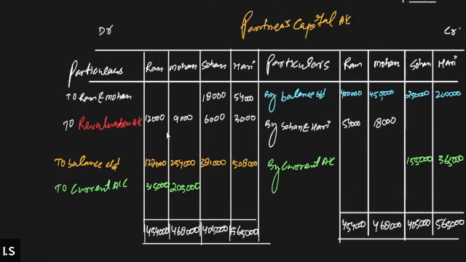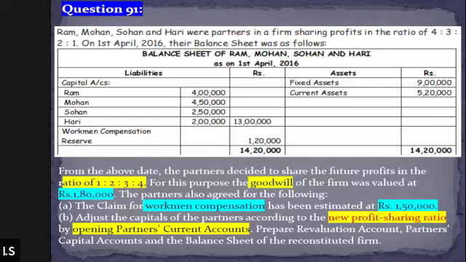Okay, so we're done with transferring the loss of the revaluation account to the partner's capital account. Now, since everything is written in the partner's capital account, we need to tally the partner's capital account. But before that, we will come back to the question one more time and read the second point.